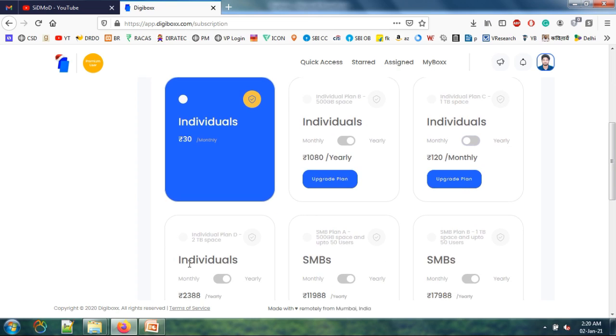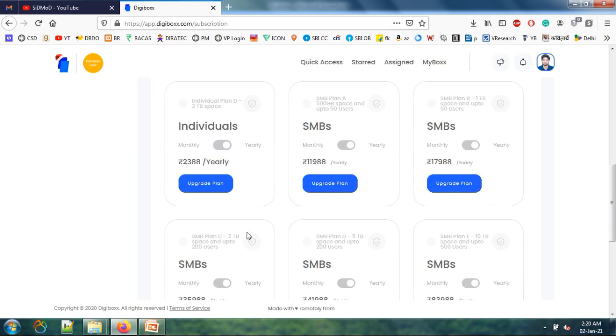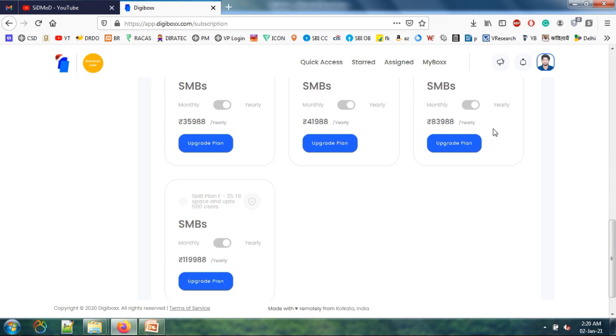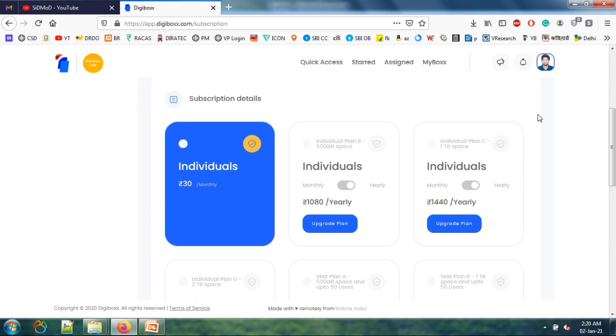I am showing you individual plans. So 120 per month for 1 TB space. It accumulates to 1440 per year, and finally 200 per month. It is not 30 rupees, it is 200 per month, 2388 per annum for 2 TB space. This is the highest plan for individuals, or you can see it for business purposes also. So this is the rate I have shown you. Thank you.